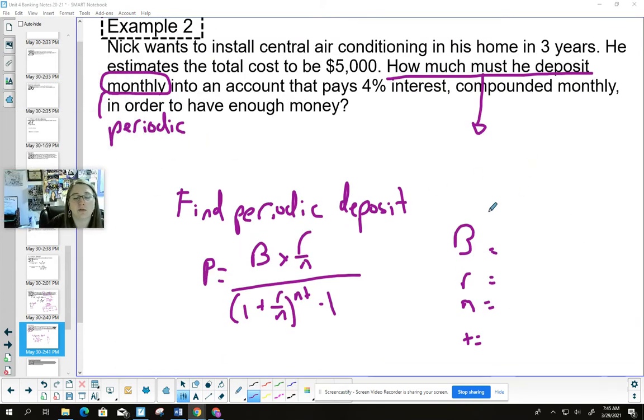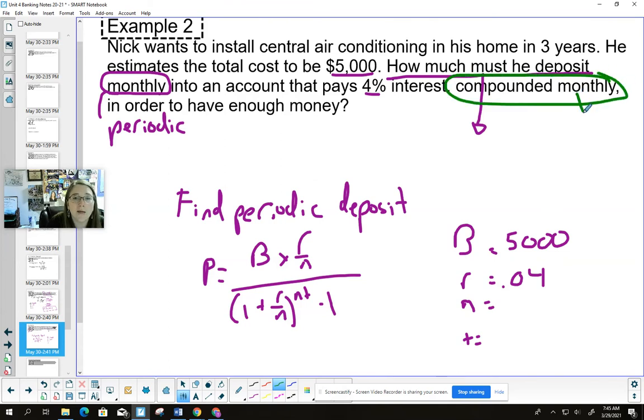And then we'll come back and check, and then we'll go to the calculator. Okay, so he wants to have $5,000. That's his goal, right? Again, the purpose of these formulas is, when you have a goal in mind, how much do you have to deposit to reach that goal? R is 0.04. N comes from compounding. Monthly, N is 12. Once again, that's how many times in a year it's compounded. It's compounded monthly. That means it happens 12 times. And t is once again 3.